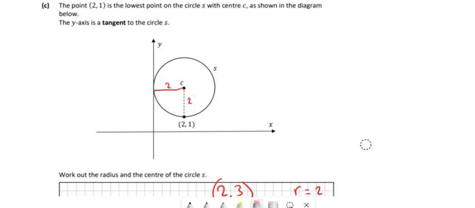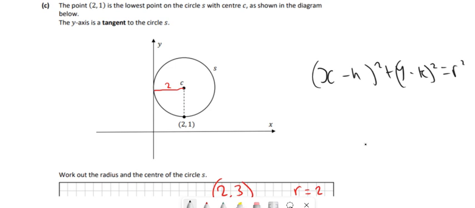So that's all you have to do. There's no real working out involved. If you were able to spot that the radius was 2 and you weren't sure how to get the center, you weren't able to spot the other thing, you could put that into the equation of the circle then. So the x minus h squared plus y minus k squared equals r squared.